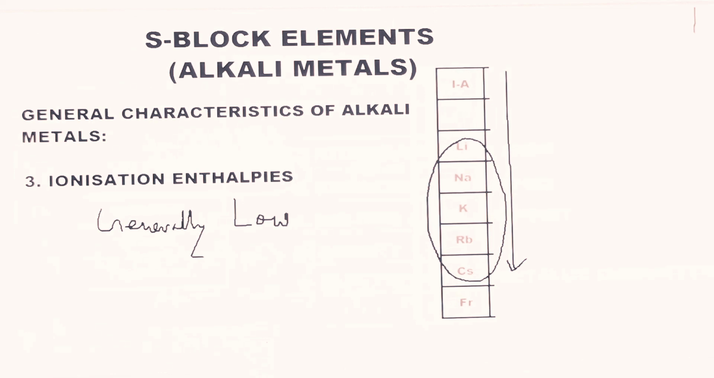Clear? And on the other hand, if we see the electronic configuration, it is noble gas electronic configuration and ns1. So if one electron is removed from the system, it attains a noble gas electronic configuration, which is very, very stable. That's why the ionization energy of alkali metals is generally low.